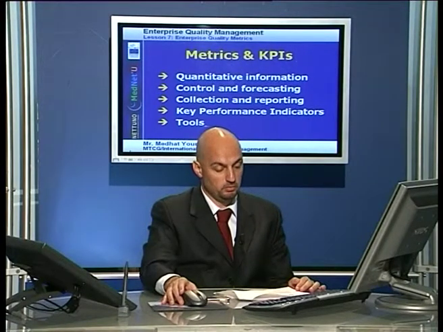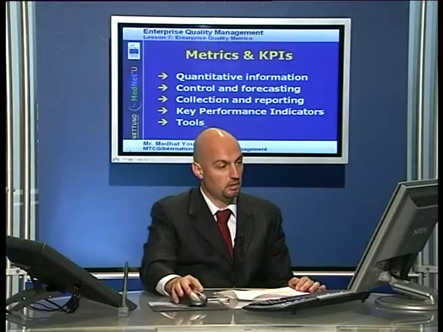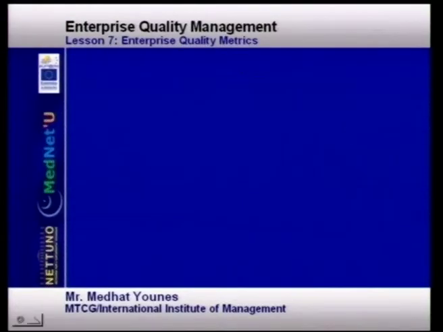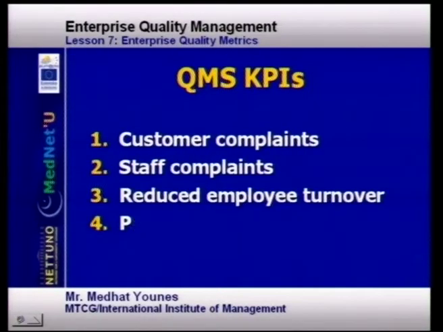There are also three types of KPIs, or key performance indicators. There are system KPIs, product KPIs, and process KPIs. Let's take a look at the quality management system key performance indicators. There are 7 key performance indicators for a quality management system within an organization.